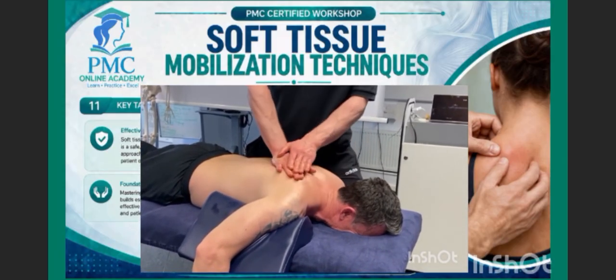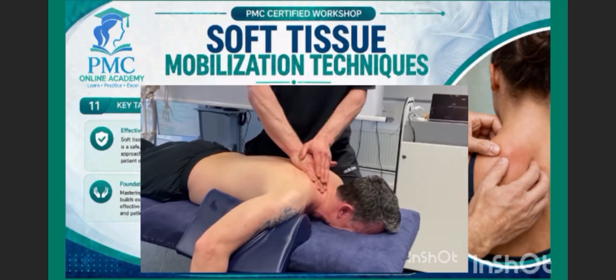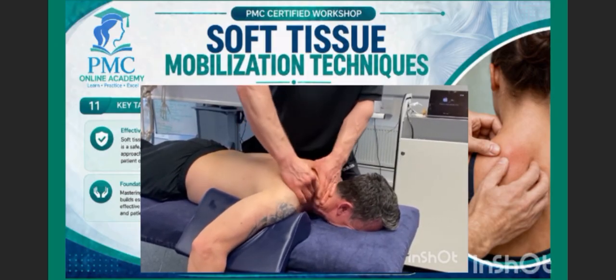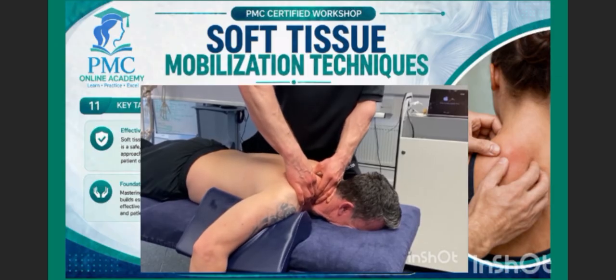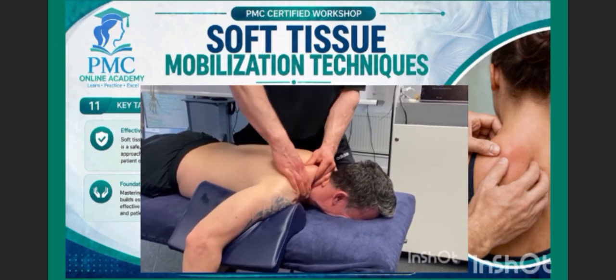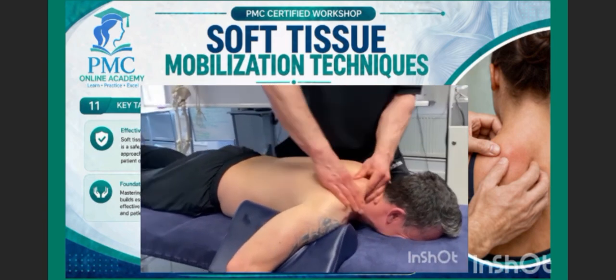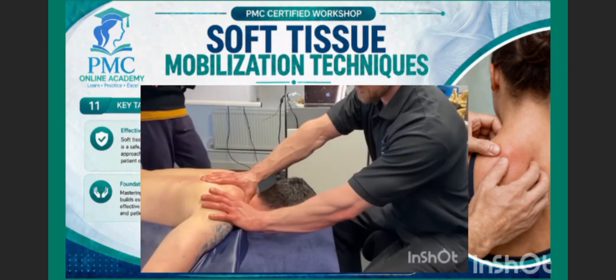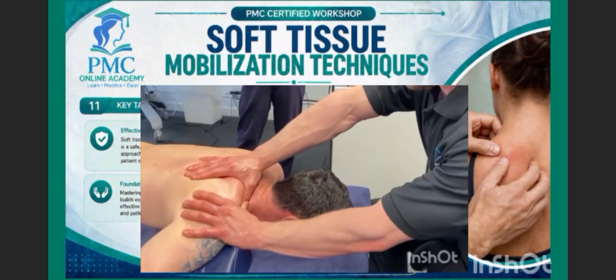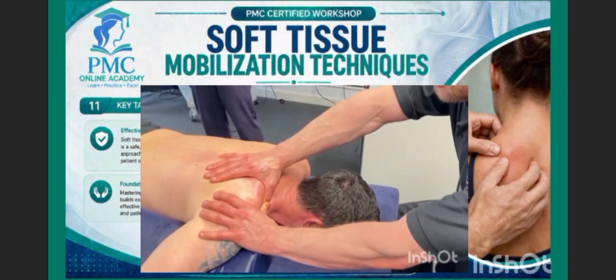spine. Now let's demonstrate STM around the shoulder. Treat muscles such as the supraspinatus, infraspinatus, teres minor, and deltoid. Use slow, controlled movements to improve tissue mobility and reduce muscle guarding. This is particularly useful for patients with shoulder impingement or rotator cuff dysfunction.